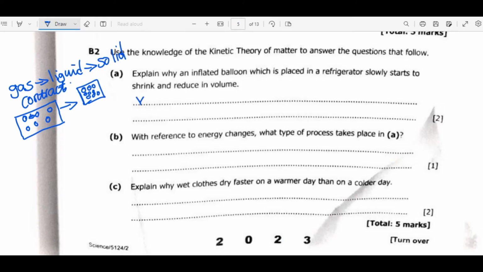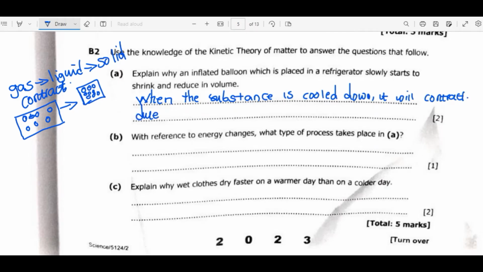So we can say when the substance is cooled down, it will contract. It will contract due to the intermolecular force of attraction.